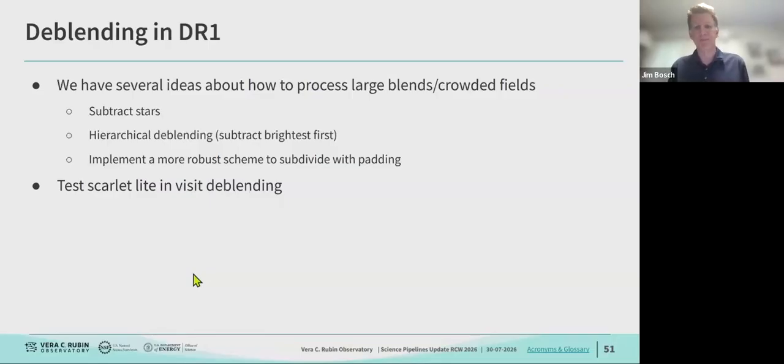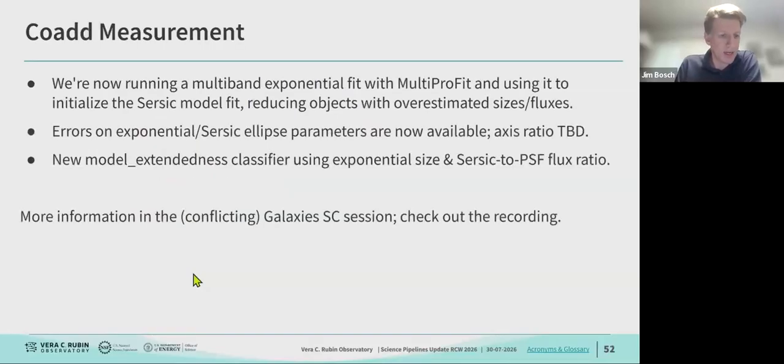We've also been using this Scarlet Lite deblender for a while now on the coadds, and we have a much older deblender still in use on the single visit images. And we'd like to explore using the Scarlet Lite on the visit images, both to get better source catalogs and to just simplify a lot of what's going on in the single visit processing. The single visit processing is much more robust in crowded fields now, but it came at the cost of a fair amount of complexity, and we'd like to simplify that by using a better deblender. All right, next slide.